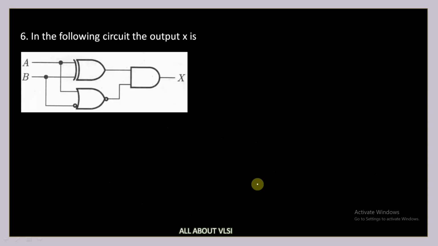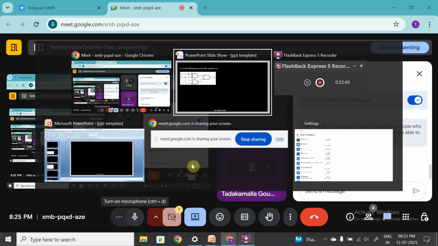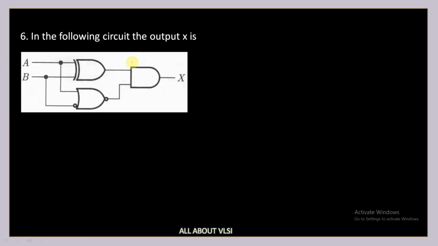Next, in the following circuit, they are asking to find out the output x. Okay, so try this one and let me know. I will also try solving this parallelly. So this is my first output, second output, and third output. The output of my first gate is A XOR B, and the output of my second gate is (A + B bar) whole bar, and the output of my third gate is what I should find out.